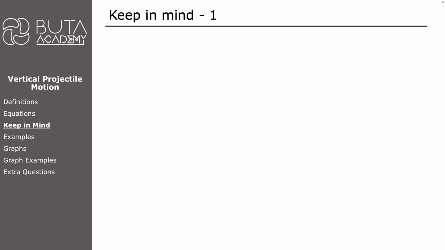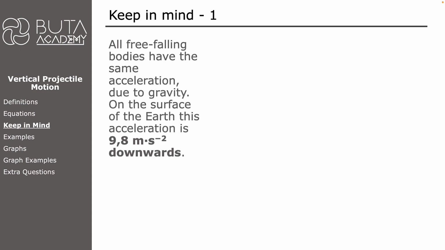As we learned in the first video, all free-falling bodies have the same acceleration due to gravity. On the surface of the Earth, this acceleration is 9.8 meters per second squared and its direction is downwards. This is one of the statements we forget or confuse most while solving exam questions.